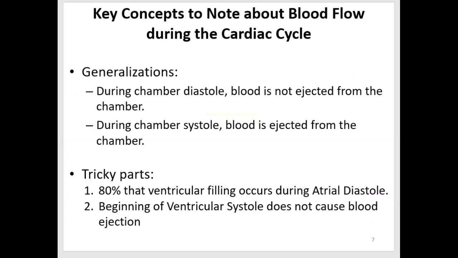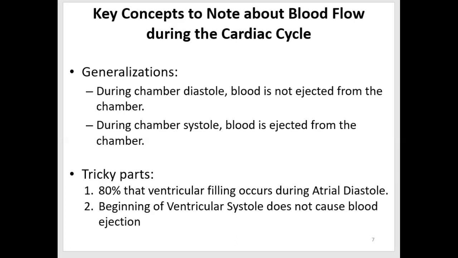The general concepts about the cardiac cycle are that diastole corresponds to a period of relaxation during which a chamber is filling with blood, not ejecting blood. And a general concept is also that systole corresponds to a period of contraction during which blood is ejected from a chamber. However, there are 2 points during the cardiac cycle in which these two generalizations do not adequately describe the flow of blood during the cardiac cycle.